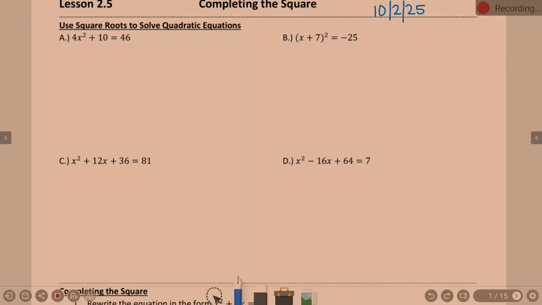So lesson 2.5 is completing the square. That's going to be our big name of the game: how do we solve an equation using completing the square? And I'm going to tell you up front, it's not our go-to method. It's not our method of, okay, I can't factor, I'm going to complete the square.